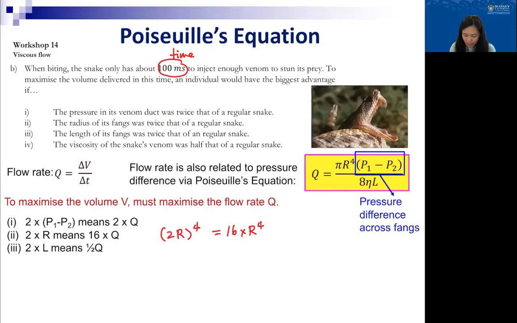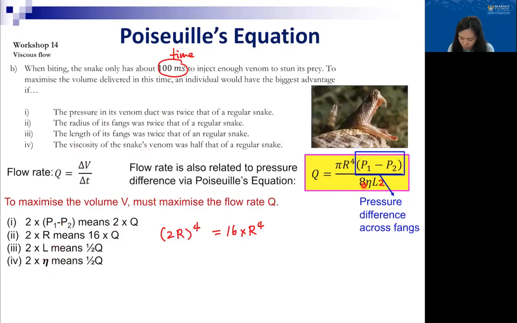Yep. Good. All right. The third choice: the length of its fangs is twice that of the regular snake. So if you double the length, notice how the length is down here. It's inversely proportional to the flow rate. So if you double the length, it's essentially putting 2 in the denominator, and that has the effect of halving the flow rate. So double the length means half the flow rate, and similarly for the viscosity, the last choice.